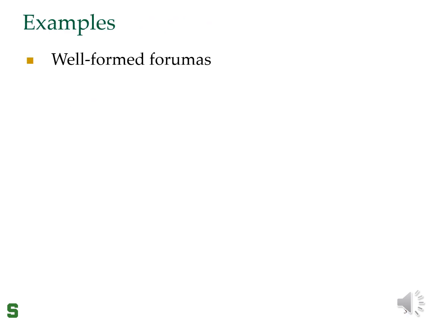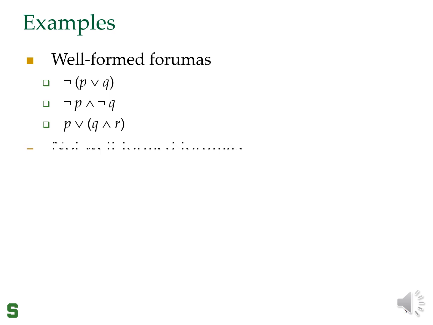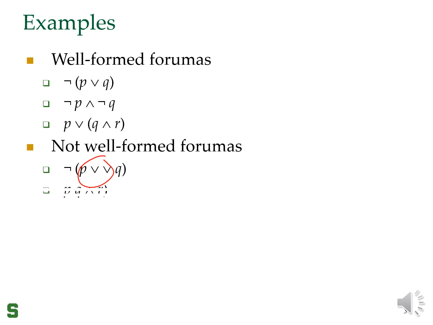Here are some examples of well-formed formulas. We can have not of P or Q, not P and not Q, P or Q and R, etc. You can also have some instances that are not well-formed formulas. Here, this is not well-formed because I have two ORs in the middle. That doesn't make sense. Here I don't have an operator. Here I have a parenthesis mismatch, where I started with a closing parenthesis, etc.